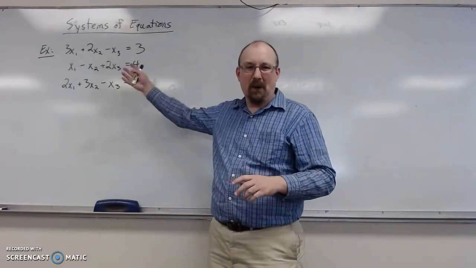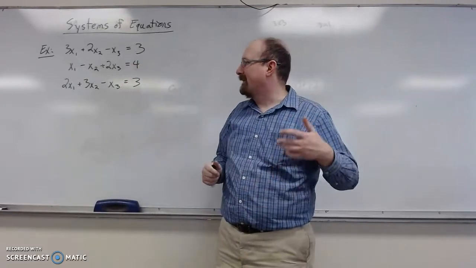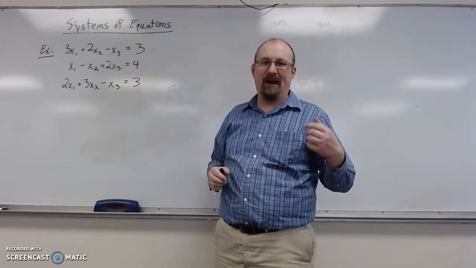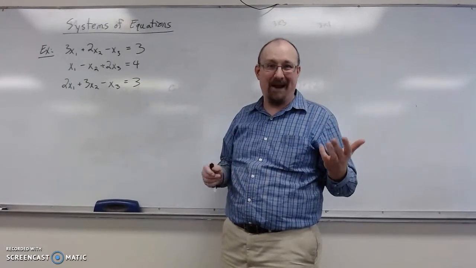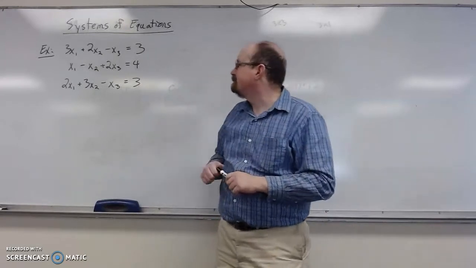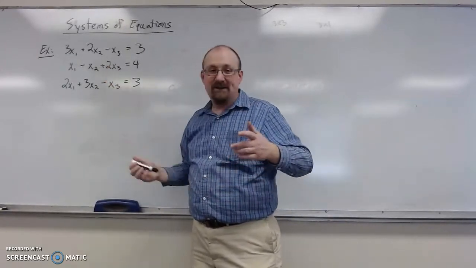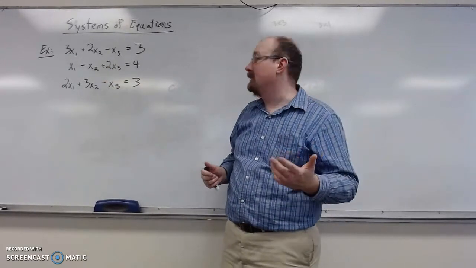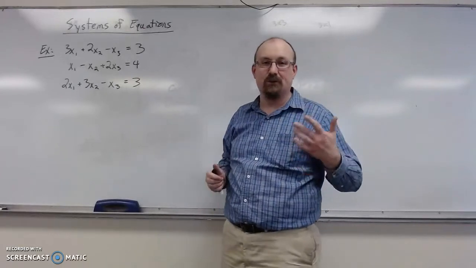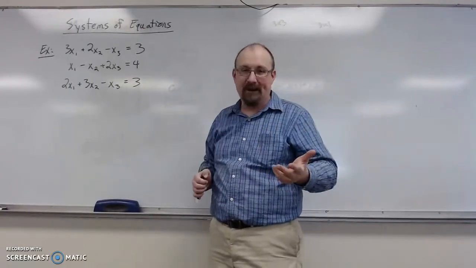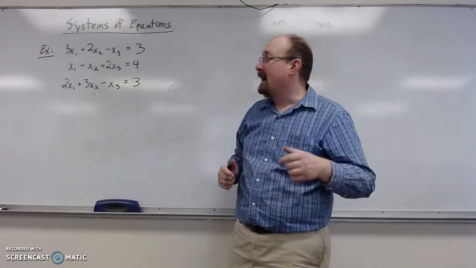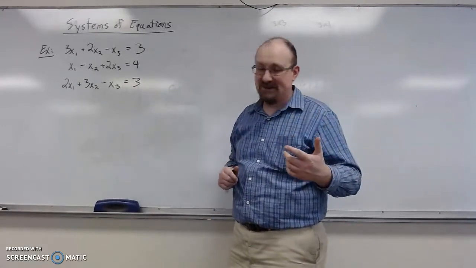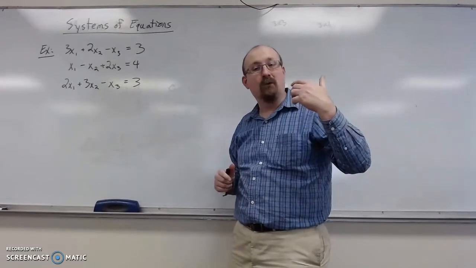So I've got an example system written up here. We've got three variables, x1, x2, and x3. I'm sorry, it's not like an XYZ format. All the others will be. So we have these three equations with these three variables. 3x1 plus 2x2 minus x3 equals 3. x1 minus x2 plus 2x3 equals 4. And then 2x1 plus 3x2 minus x3 equals 3.